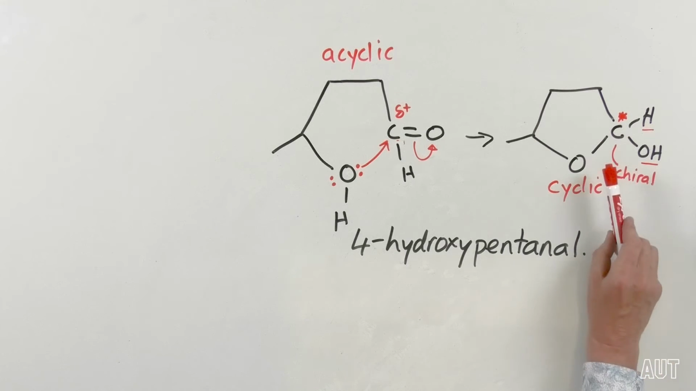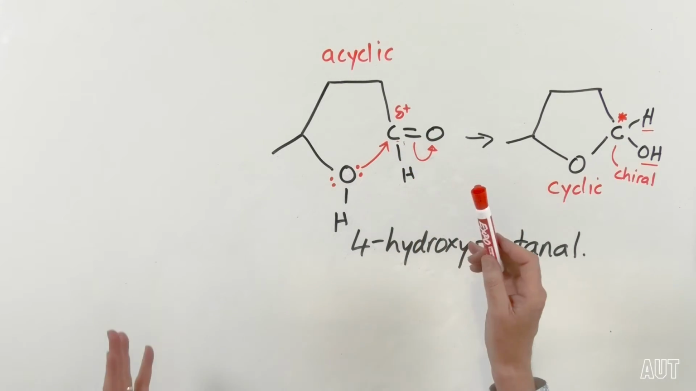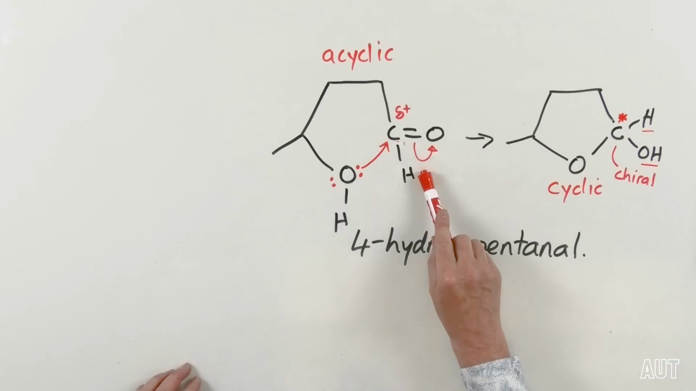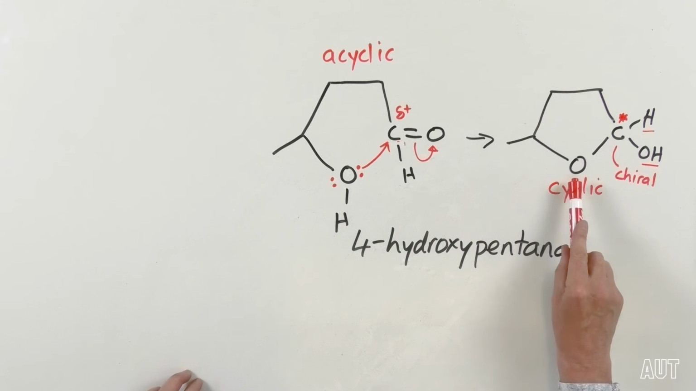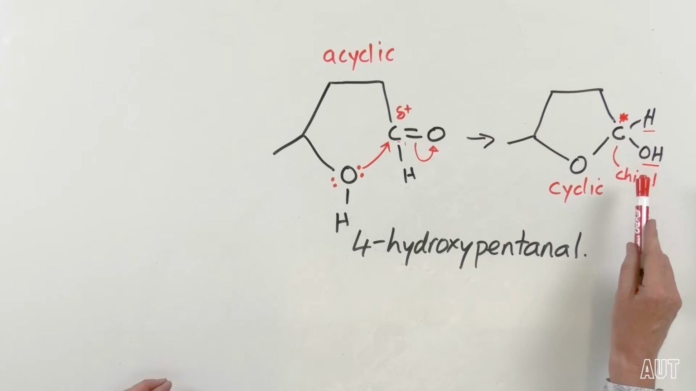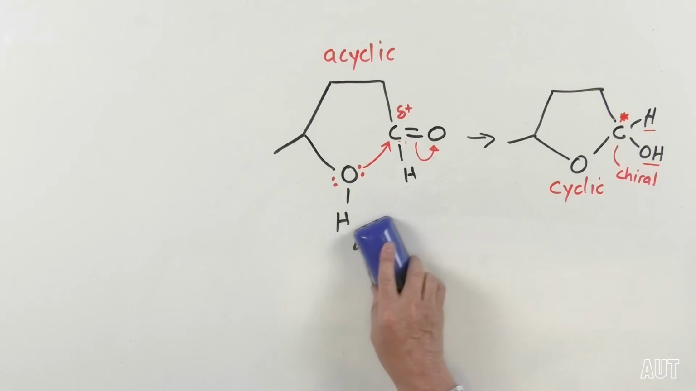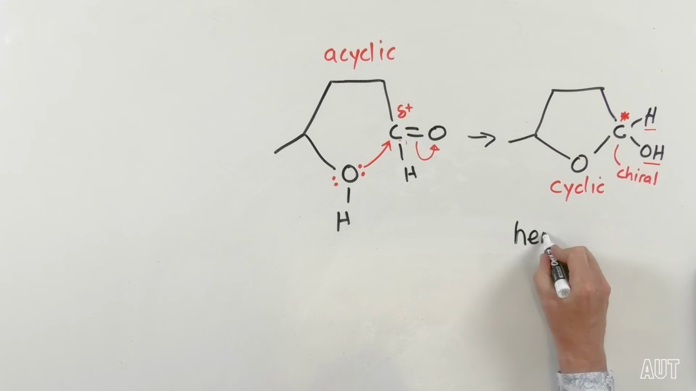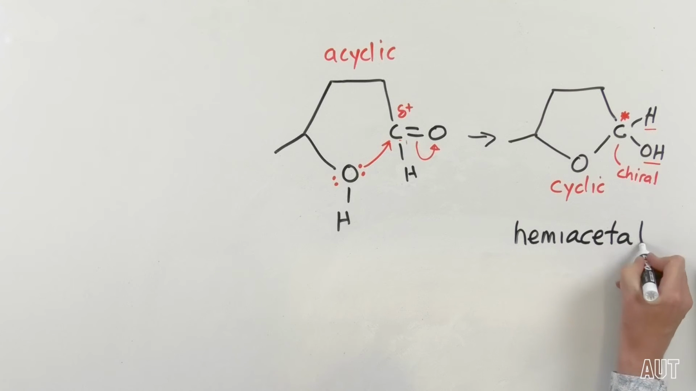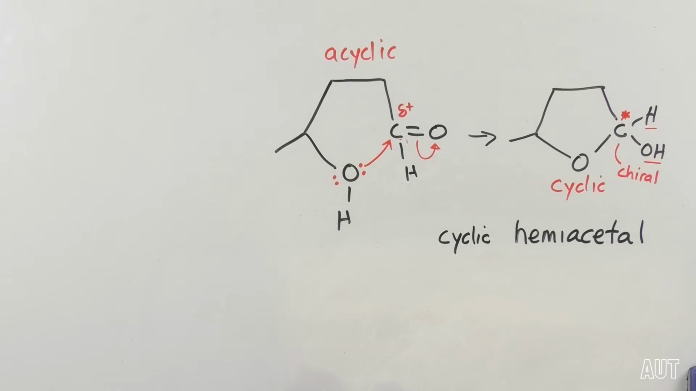Now, if we were going to name this particular functional group, what would we name it? We started off with what we call a difunctional molecule. It's got 2 different functional groups: an aldehyde and an alcohol. Now, the alcohol's gone, the aldehyde's gone. What type of functional group is this? Well, in this case, it is something called a hemiacetal. You might want to call this a cyclic hemiacetal.